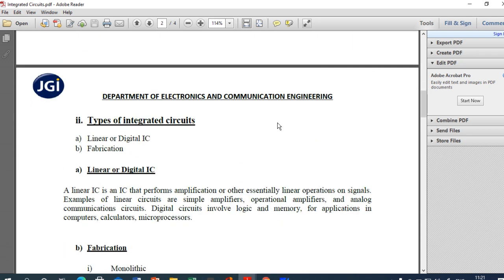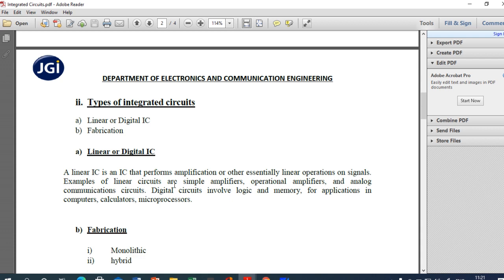So next is types of integrated circuits. In that we have 2 types. One is linear or digital IC, and the second is fabrication. This is a very small topic. I will just discuss how it is important. So, linear or digital integrated circuit. Linear means the output function follows the input function. Such a device we call linear here.